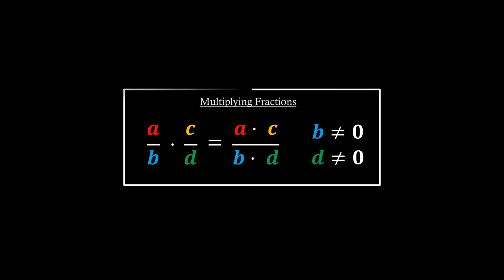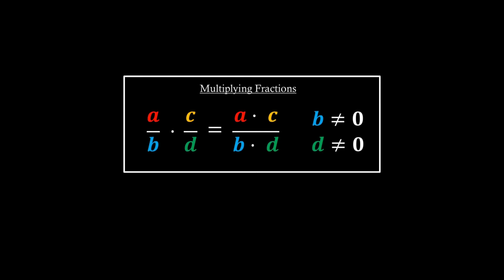So let's say you have a fraction a over b and you want to multiply it by c over d. Well, that's equivalent to a times c divided by b times d. Now, this definition of multiplying fractions only applies when b and d are not equal to 0, because any number divided by 0 is undefined. So let's do some examples.